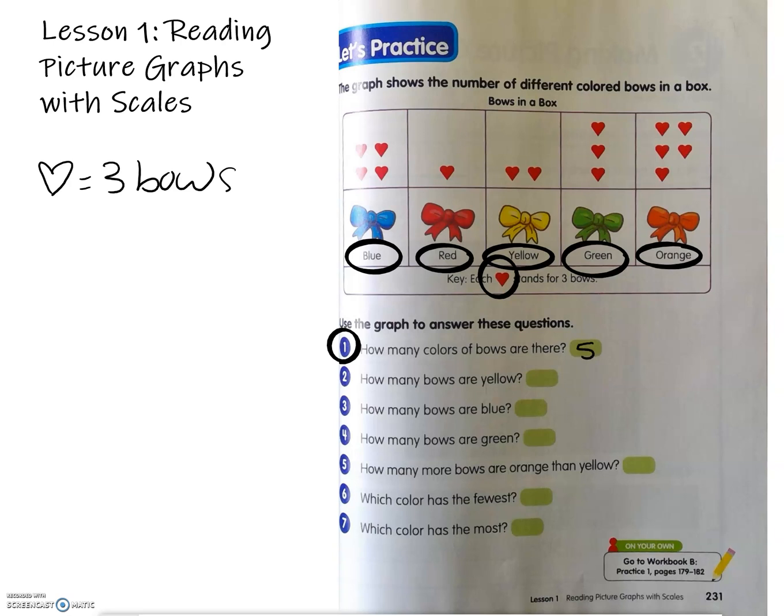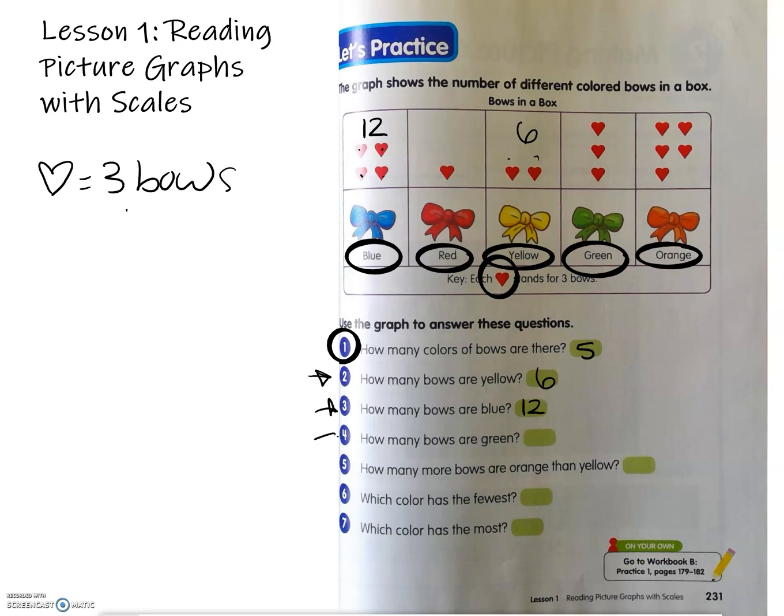How many of those bows are yellow? Looking at number 2 here, I have 2 hearts, 1, 2, and each heart stands for 3 bows. So 3 plus 3 equals 6. So there are 6 yellow bows. How many of those bows are blue? Well, there are 4 hearts, and each heart stands for 3 bows. So 3, 6, 9, 12. So there are 12 blue bows.